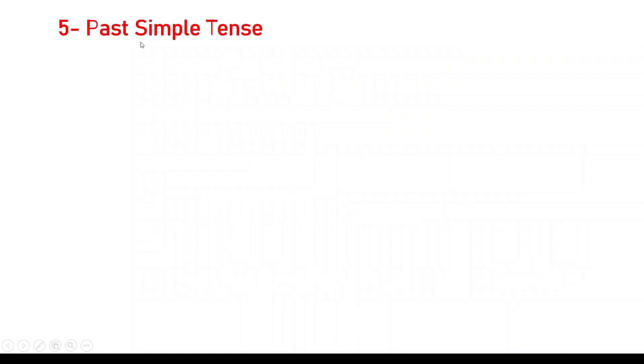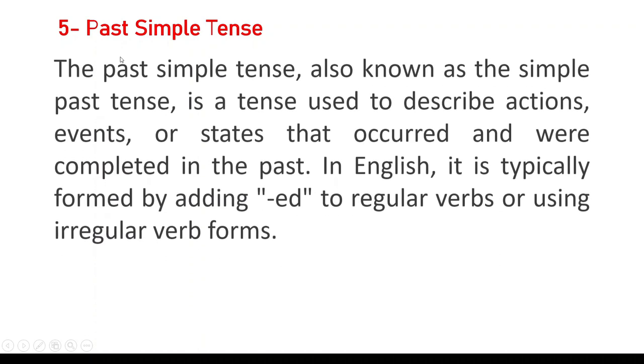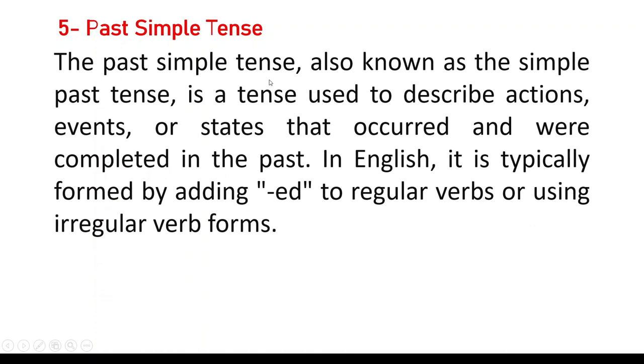5. Past simple tense. The past simple tense, also known as the simple past tense, is a tense used to describe actions, events, or states that occurred and were completed in the past. In English, it is typically formed by adding ed to regular verbs or using irregular verb forms.